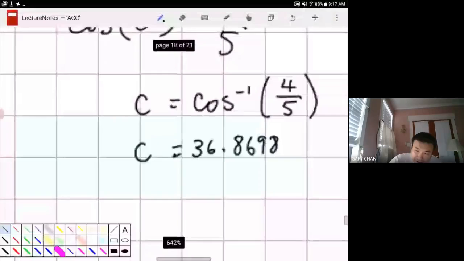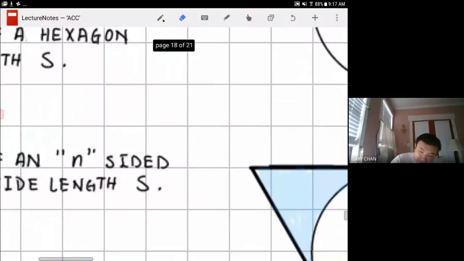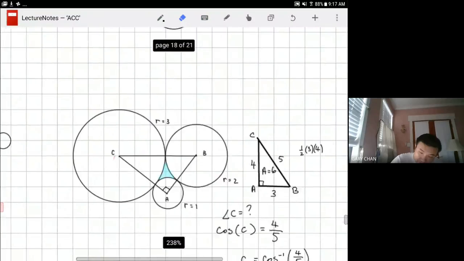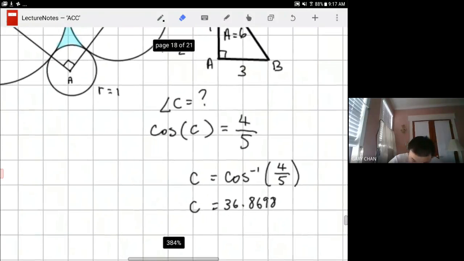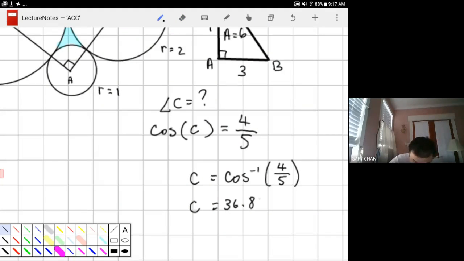36.86989765. I'm gonna leave it like this. I want to say that this is approximately 36.87. I'm just gonna round to 2 decimal places.